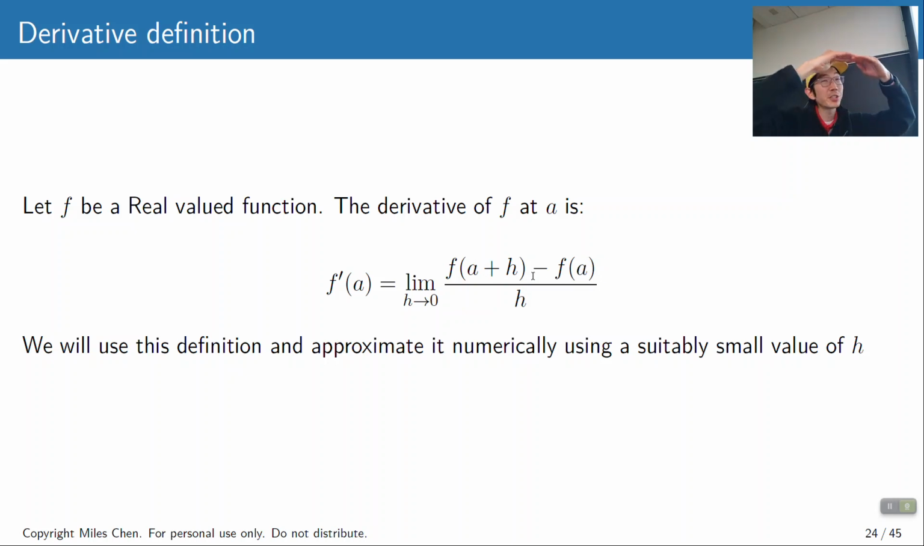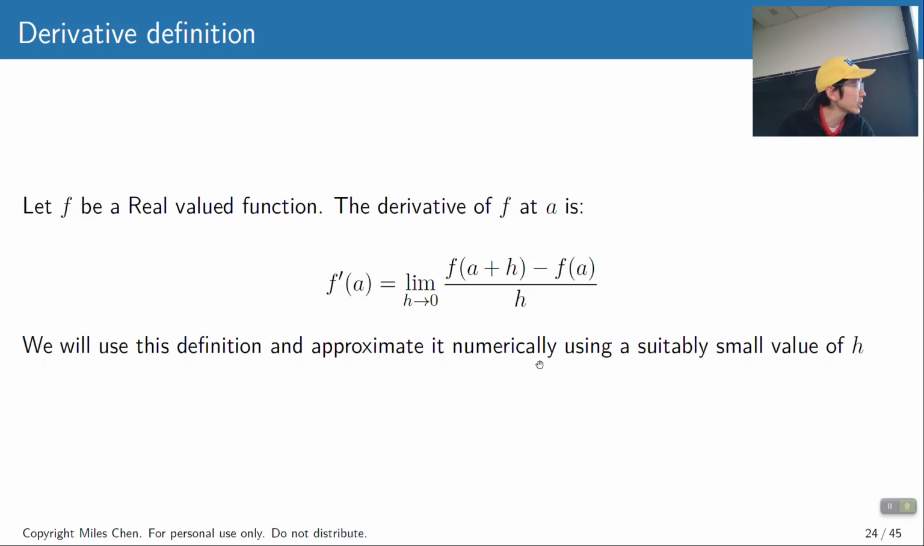So how much did the function change when you added h to some quantity A? And you divide by h, and you take the limit as h goes to 0. As that little distance gets smaller and smaller, as it gets closer to 0, that's the definition of the derivative.